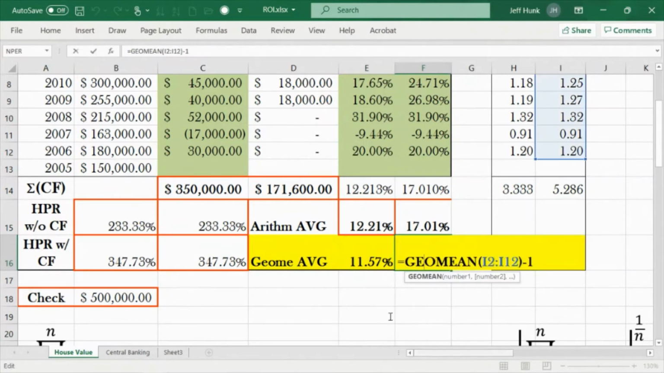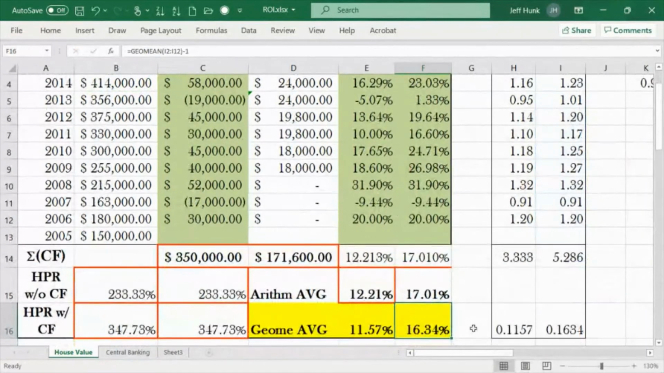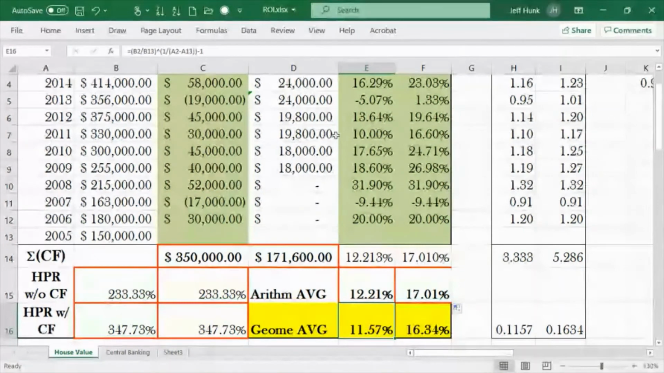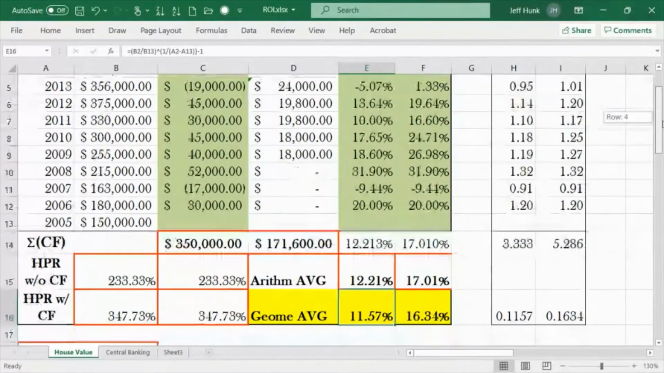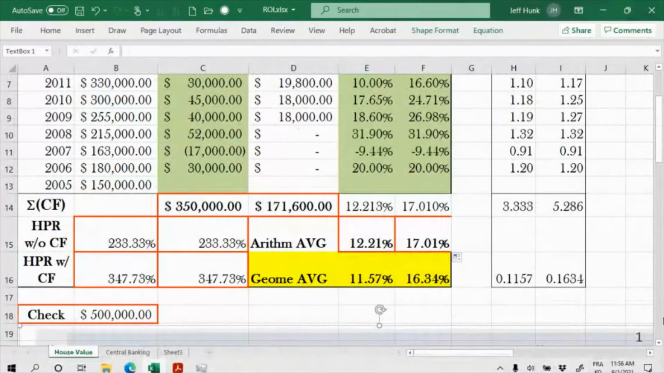And here I could also use geomean, geometric mean, but if you use geomean, you would have to use 1 plus r. Or here, I use 1 plus this column, 1 plus g. So that's what I want to talk about.